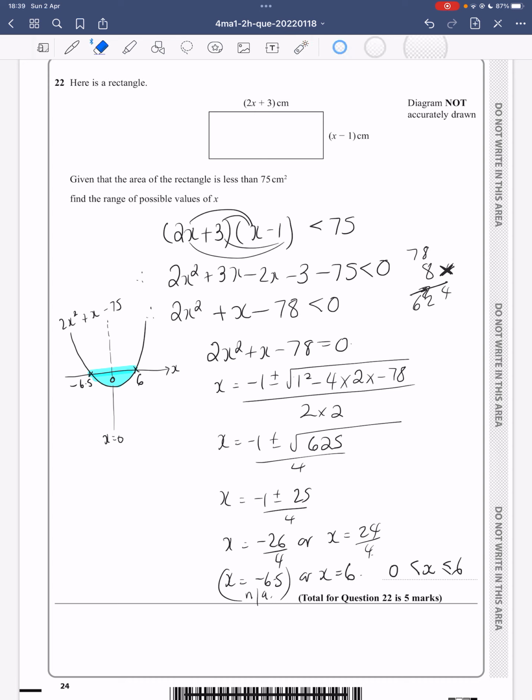It's got to be less than 0. Look, I put less than or equal to. It should be just less than there, because it's less than up there. So this is the curve 2x squared plus x minus 75. The reason why we did this was finding where the quadratic equals 0. It's less than 0 between minus 6.5 and plus 6. So for the possible values of x, we don't want negative ones anyway, we don't want 0. So x is between 0 and 6.